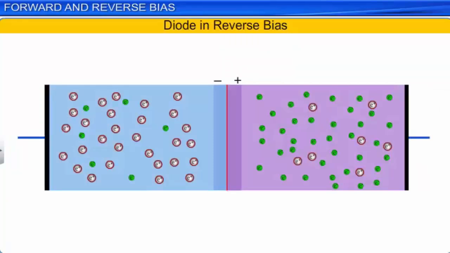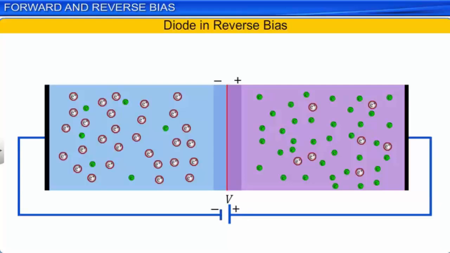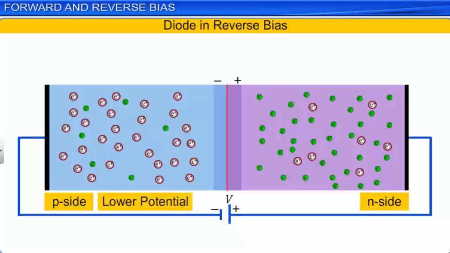Now let us study the reverse bias connection of a p-n junction diode. For this, connect a p-n junction diode to a battery such that the p side is connected to the negative terminal and the n side is connected to the positive terminal of the battery. Here, the p side of the diode is at a lower potential and the n side of the diode is at a higher potential, since the battery raises its potential more than its value for the unbiased state.